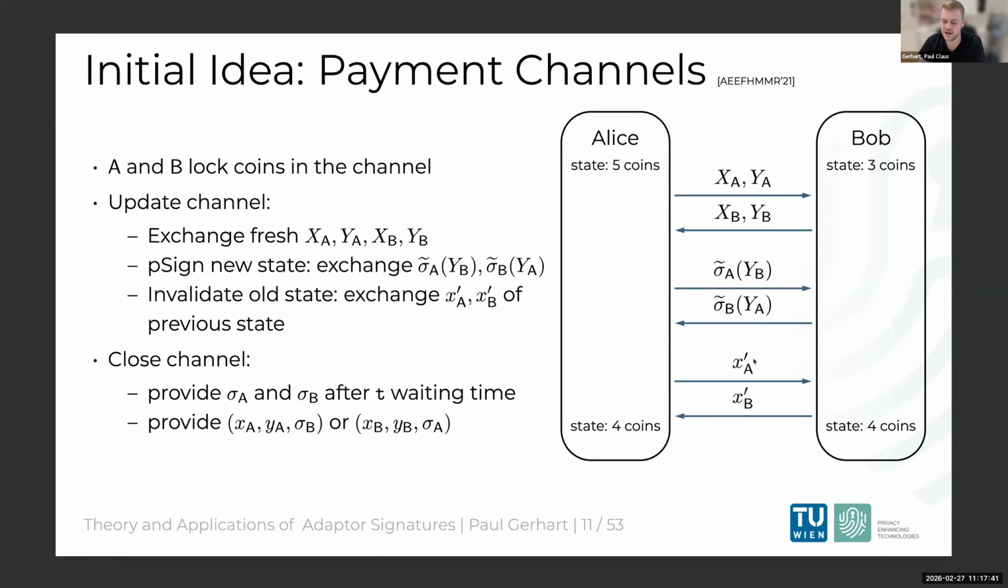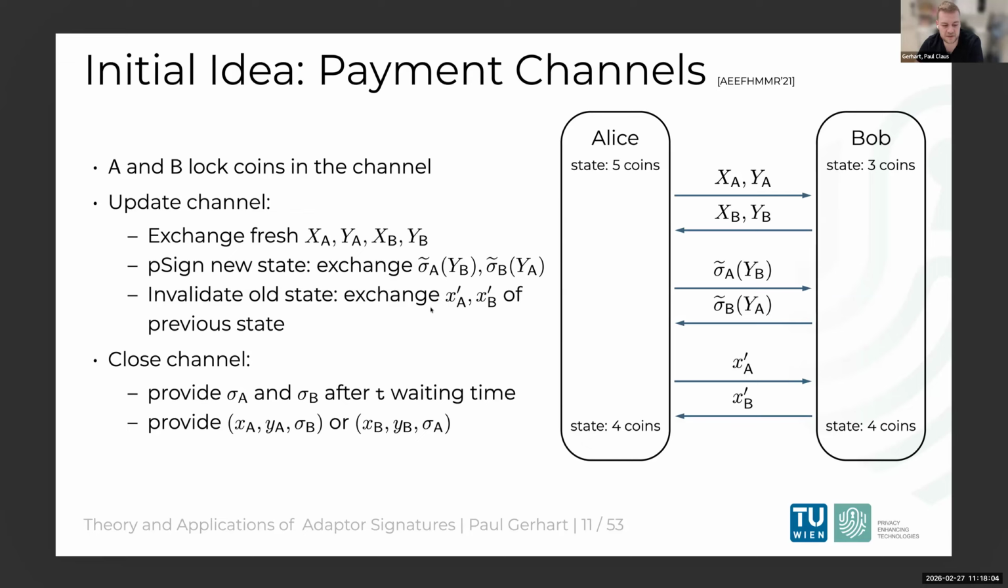and XB prime. Why do they exchange these X values? Well, these X values are coming from a previous session where they exchanged XA and XB. And once these witnesses are exchanged, this means, okay, I don't want to have the old channel state anymore because I now have an updated channel state, which was signed by Alice and Bob.